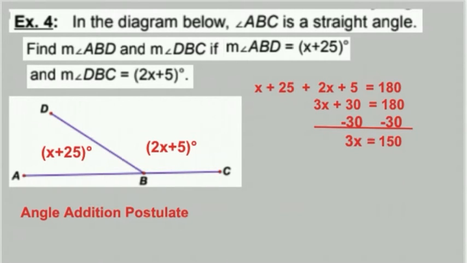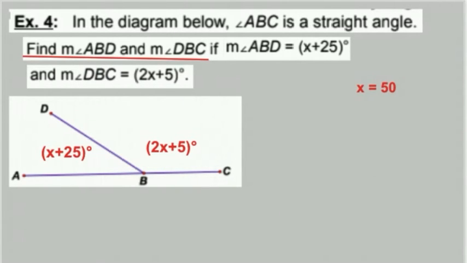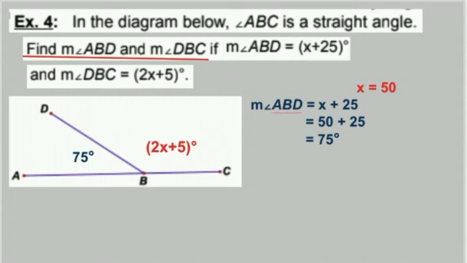Lastly, divide each side of the equation by 3 to get x equals 50. Well, if x equals 50, I can now answer the question, which was to find the measure of angle ABD and the measure of angle DBC. If x is 50, the measure of angle ABD is x plus 25, so that angle is 50 plus 25, which is 75 degrees. So angle ABD measures 75 degrees.